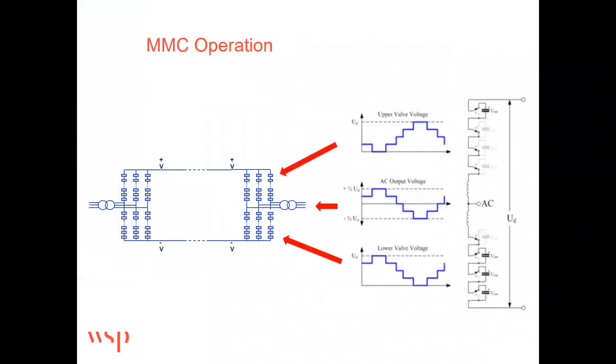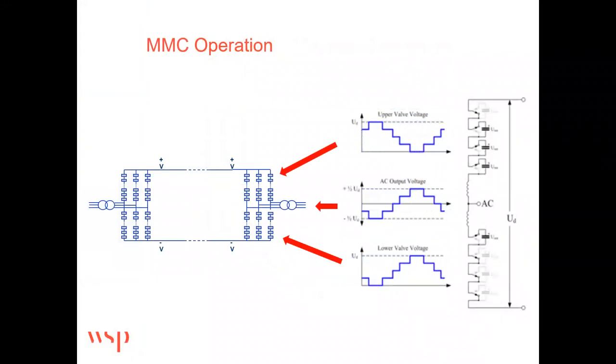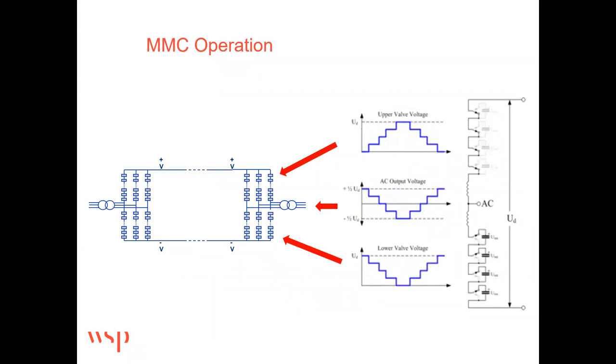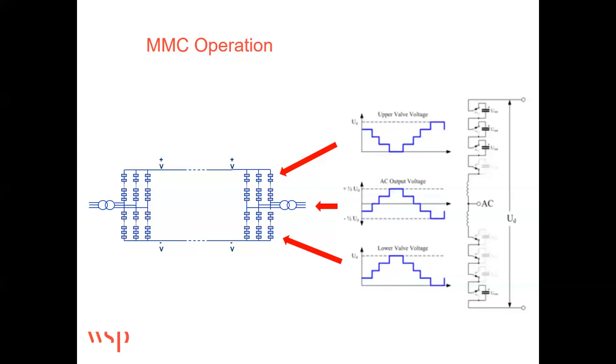And this little graphic, which I stole off Wikipedia, so do not get impressed by my graphic skills, shows what happens if you have four switches on the upper bridge and four switches on the lower bridge, and you switch them in the correct sequence on and off. You can create a stepped waveform. The upper bridge has a stepped waveform with a DC offset. The lower bridge, again, a stepped waveform with a DC offset. But when you join them together at the middle and couple them through the transformer, you get a pure AC output voltage.